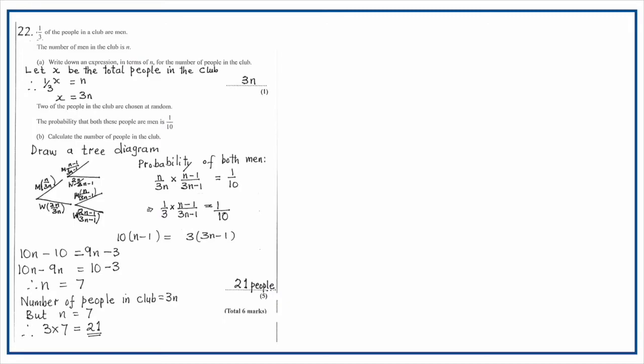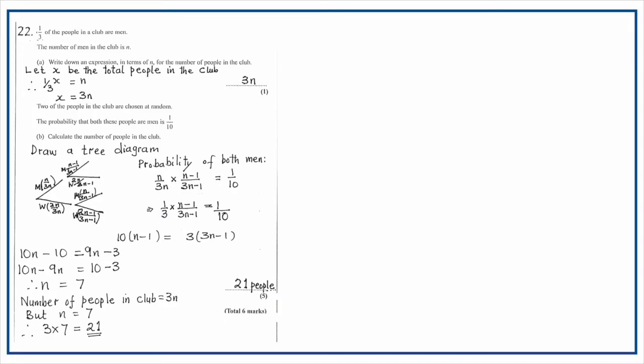When you're choosing one male, then the probability of choosing the next male will be n minus 1 over 3n minus 1. The probability of women or the others will be 2n/3n. Choosing another others or woman will be 2n minus 1 divided by 3n minus 1. We're not choosing men here, so it's n/3n minus 1. So the probability of both men will be n/3n times n minus 1 divided by 3n minus 1, equals 1/10, because we've been told that the probability of both of these people being men is 1/10.